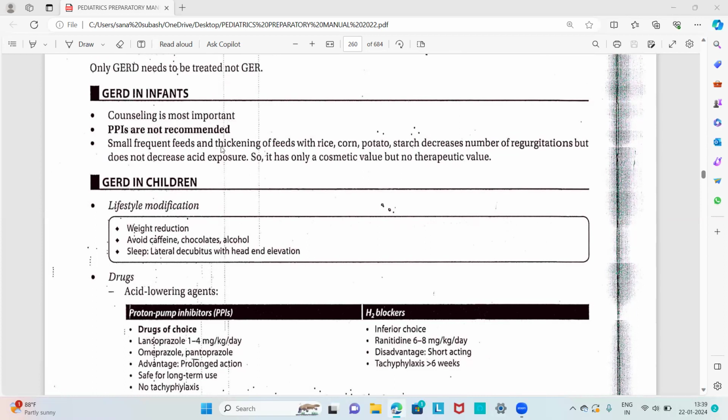Small frequent feeds and thickening of the feeds with rice, corn, or potato starch decrease the number of regurgitations but do not decrease the acid exposure. So it has only a cosmetic value but no therapeutic value in GERD in infants.